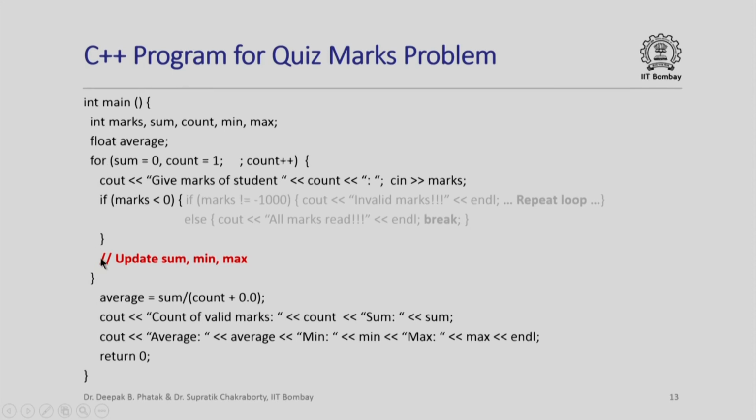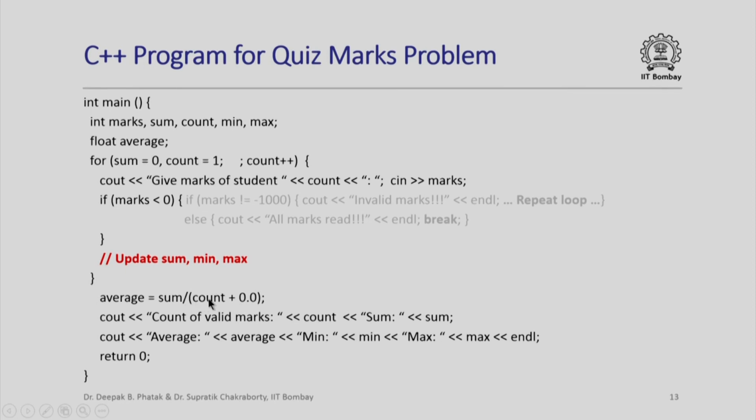And once I have exited from the loop, then I can compute the average, print out the count of valid marks, sum, average, min and max. Now one thing to note in the computation of this average is that I have divided sum by count plus 0.0. Why did I do that?